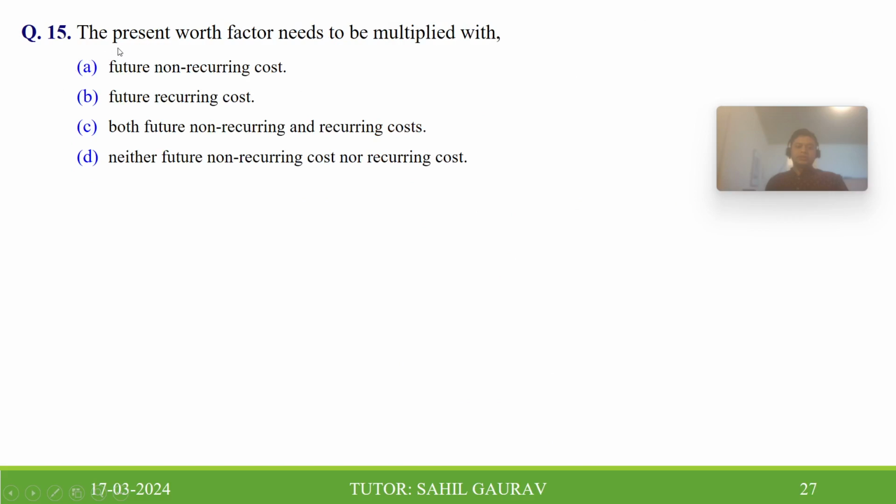And the next problem is that the present worth factor needs to be multiplied with: future non-recurring cost, future recurring cost, both future non-recurring and recurring costs, or neither future non-recurring cost nor recurring cost. What do you think?